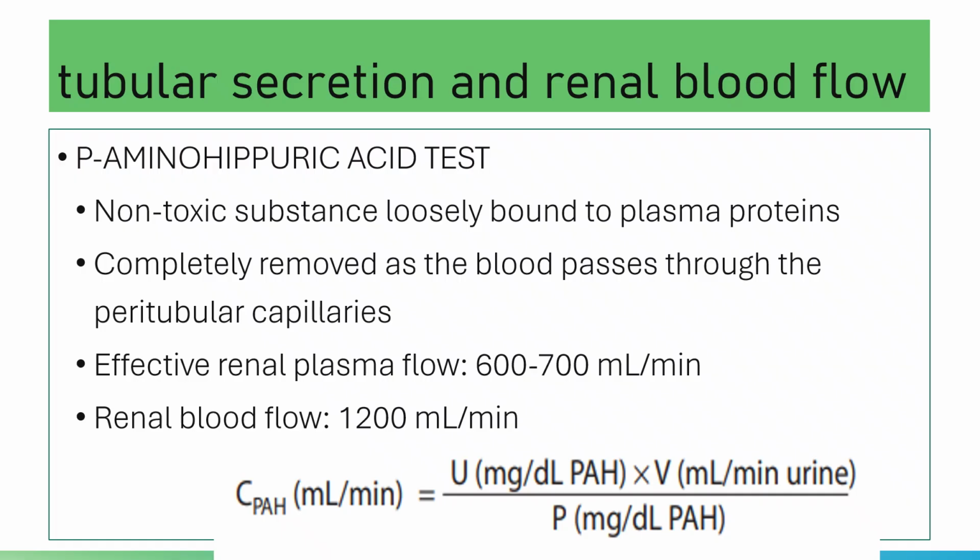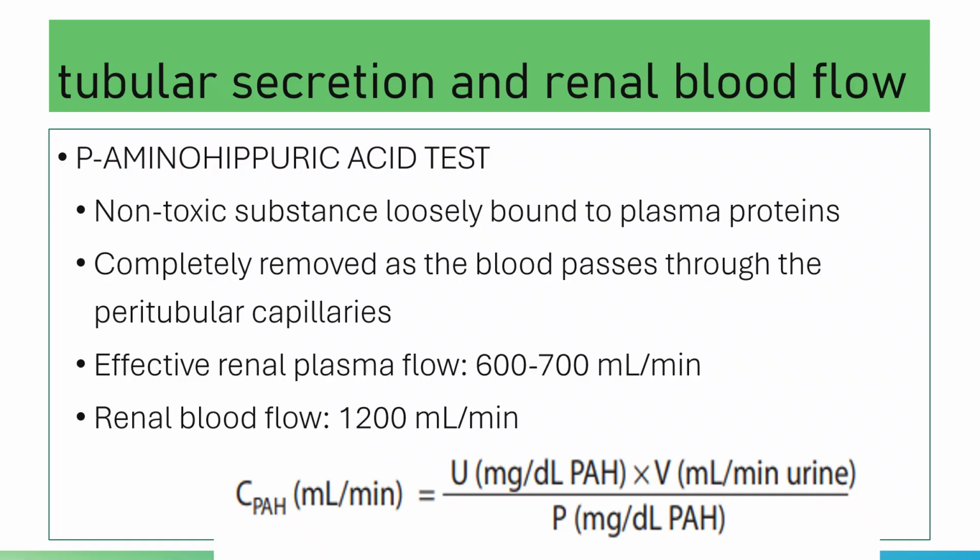Please note the criteria for a substance to be utilized to assess renal blood flow: it should not be filtered, rather it should be secreted. So in your para-aminohippuric acid test, it is completely removed as the blood passes through the peritubular capillaries, or it is secreted.